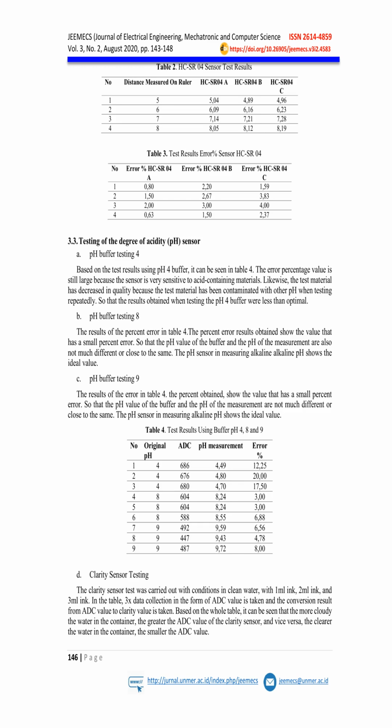B. pH buffer testing 8. The results of the percent error in Table 4 show a small percent error, so that the pH value of the buffer and the pH of the measurement are not much different or close to the same. The pH sensor in measuring alkaline pH shows the ideal value. C. pH buffer testing 9. The results of the percent error in Table 4 show a small percent error, so that the pH value of the buffer and the pH of the measurement are not much different or close to the same. The pH sensor in measuring alkaline pH shows the ideal value.